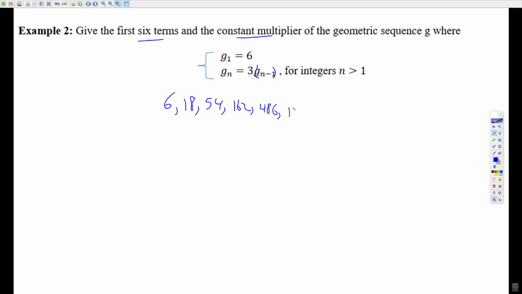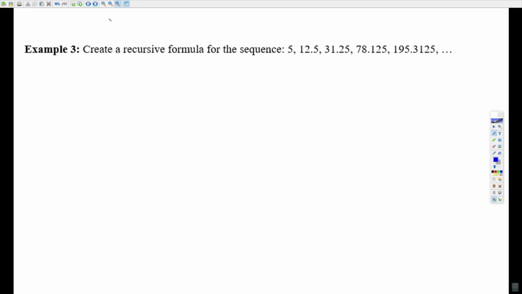And 1,458. There's the first 6 terms. And our constant multiplier, which I'll just label as r, would be 3. We're multiplying by 3. So we've kind of already done this before. It's nothing new, so it shouldn't be a surprise how to do these with recursive. The new part will be whenever we get to explicit.